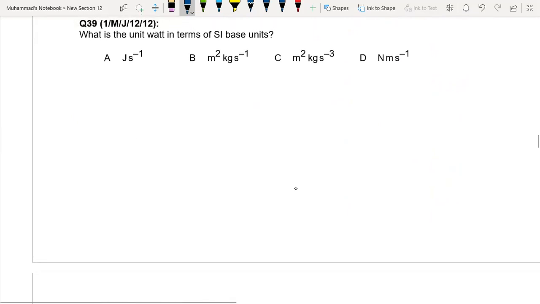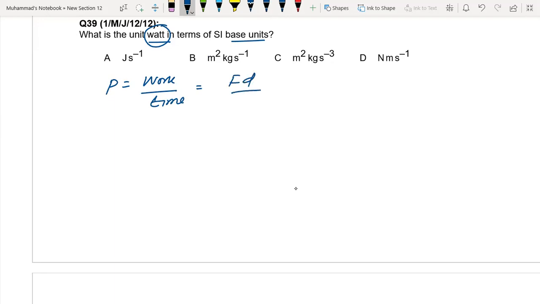39. What is the unit of watt? Unit watt in terms of SI base units. You know that unit of power is watt. Okay. So power is defined as work done per unit time, energy per unit time. So work is force times distance divided by time.